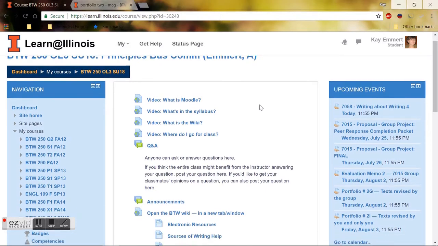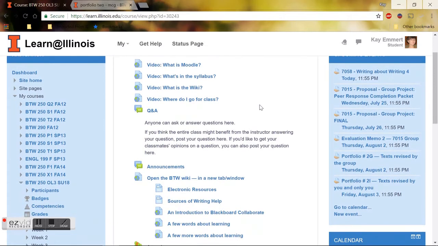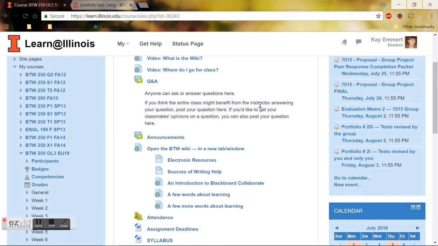Okay, so this is your last portfolio and it is actually broken up into two submissions. If you look over here on the right hand side, you'll see that there is Portfolio 2G and that is due, and then a day later Portfolio 2I is due.